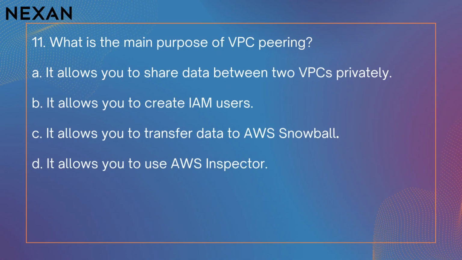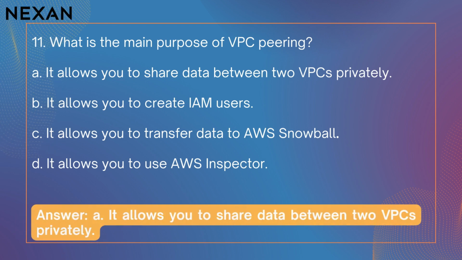11. What is the main purpose of VPC peering? A. It allows you to share data between two VPCs privately. B. It allows you to create IAM users. C. It allows you to transfer data to AWS Snowball. D. It allows you to use AWS Inspector. Answer A. It allows you to share data between two VPCs privately.